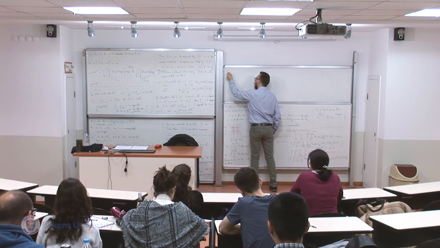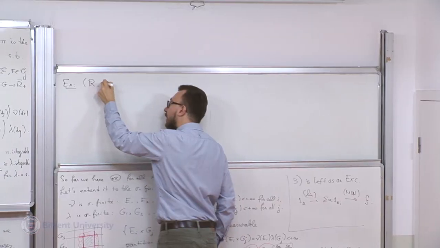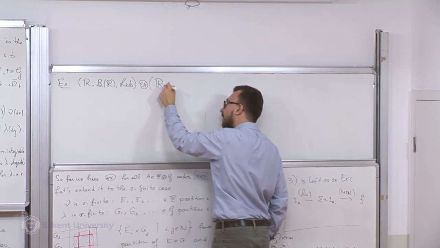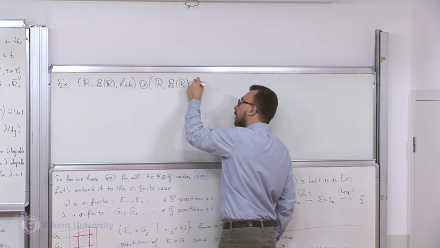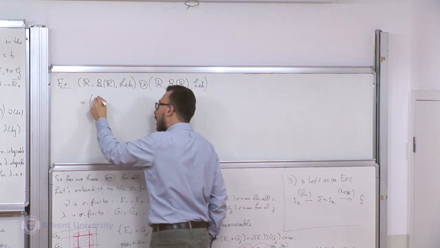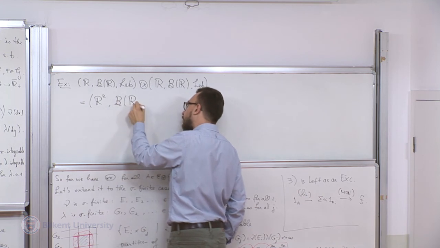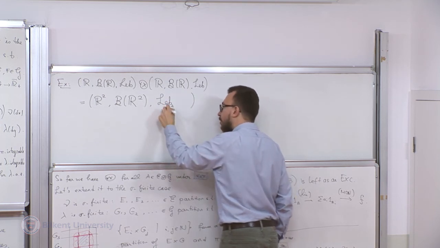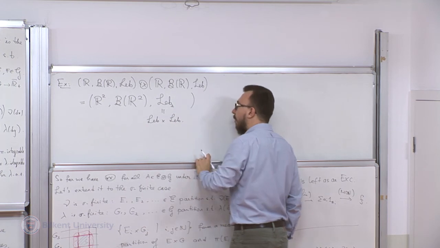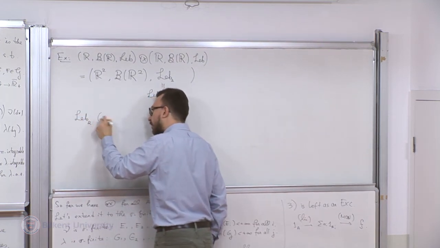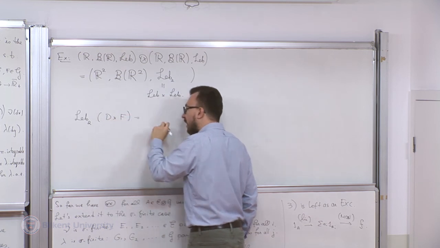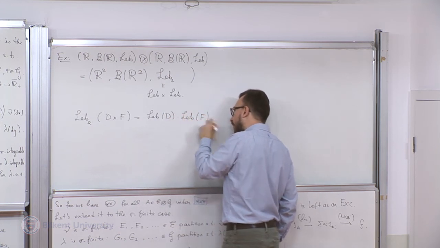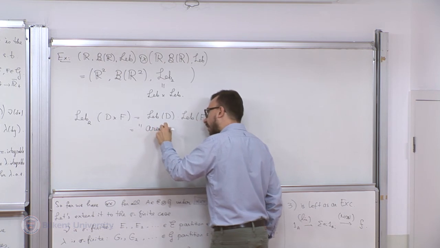So I have R, Borel R, and the Lebesgue measure, the product of this space by itself, which I'm going to write as R2, Borel R2. We discussed Borel on R2 before. And now we're going to call it the two-dimensional Lebesgue measure. So it is Lebesgue cross Lebesgue. What does that mean? Well, the Lebesgue measure on a measurable rectangle is just the Lebesgue measure of the first set times the Lebesgue measure of the second set. So it's kind of the area of this rectangle.